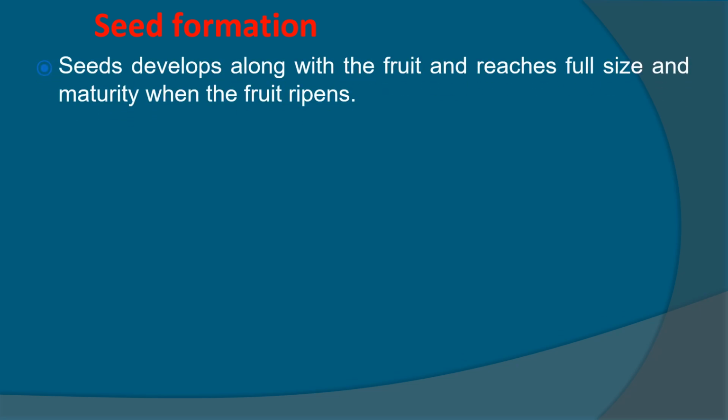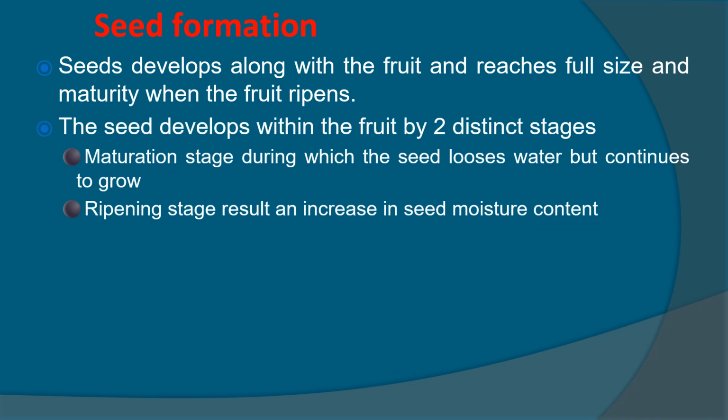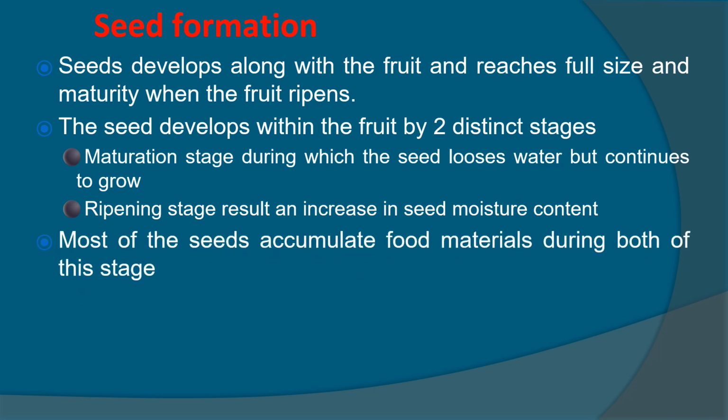The seed develops within the fruit in two distinct stages: the maturation stage, during which the seed loses water but continues to grow, and the ripening stage, which results in an increase in seed moisture content. Most seeds accumulate food materials during both of these stages.